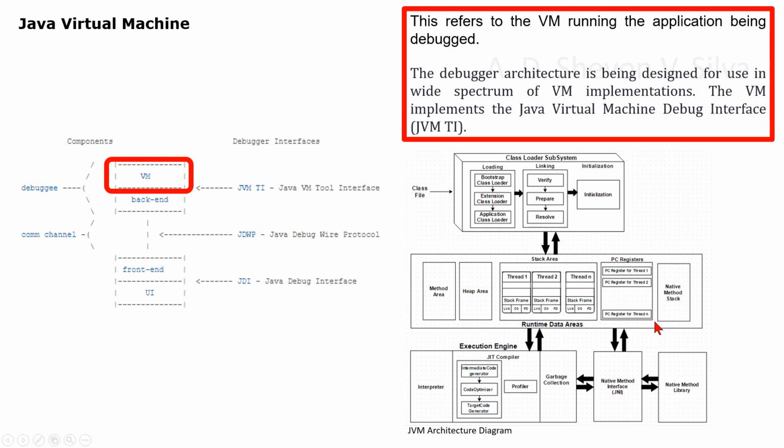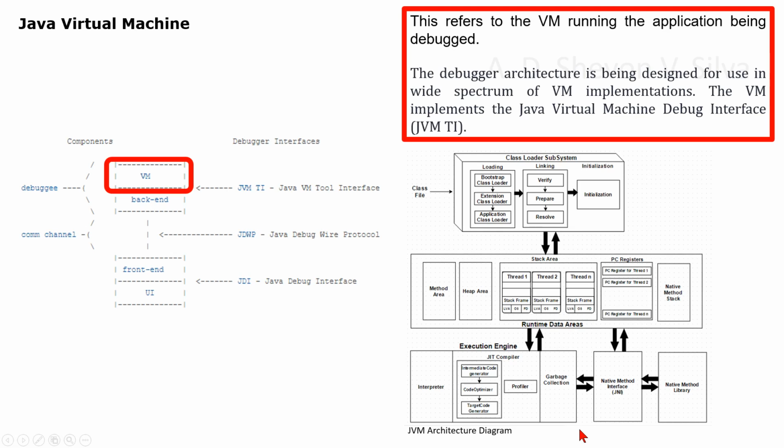PC registers. Each thread will have a separate PC register, to hold the address of the current execution instruction. Once the instruction is executed, the PC register will be updated with the next instruction. Native method stacks. The native method stack holds native method information. For every thread, a separate native method stack will be created.